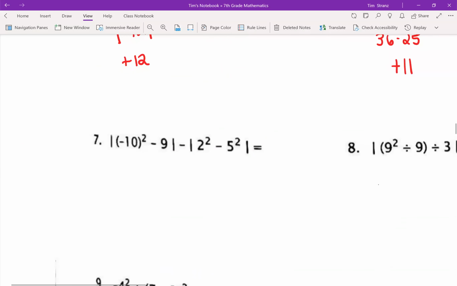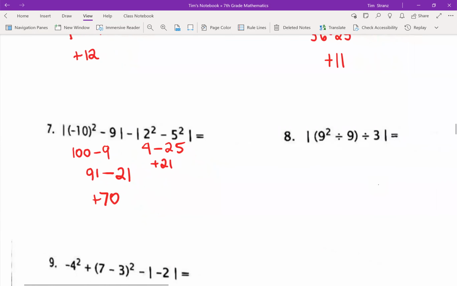Okay, number 7, getting a little bit harder now. We're going to start off with the left absolute value bracket. We have -10 squared. So -10 times -10 would give us a +100. +100 minus 9 would give us 91. Okay, 91 minus, we're going to do the right side now, 2 squared, which is 4. 4 minus 5 squared, which is 25. That normally would give us a negative number, right? 4 minus 25 would give us a -21. But since it's absolute value, it's going to be a +21. So 91 minus 21 is going to give us 70, +70.